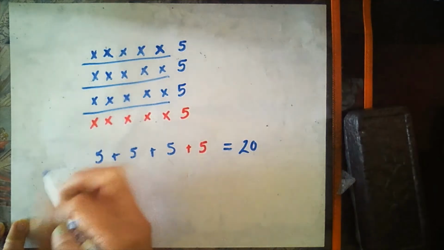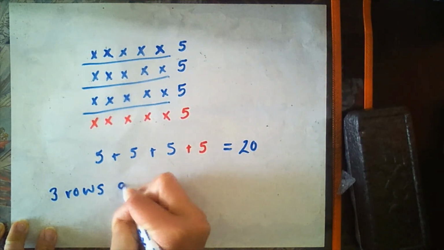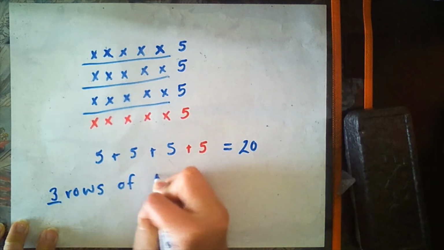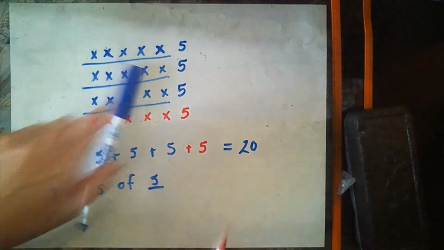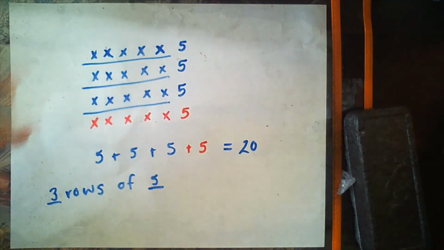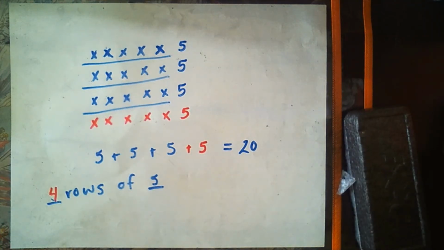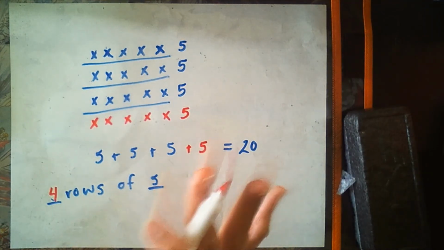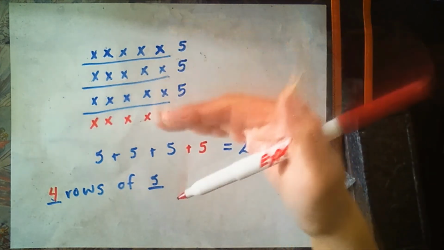Our array changed from 3 rows of 5 to now, so we changed from 3 rows of 5 to now 4 rows of 5. There are still 5 X's in each row or each group, but now we just have one more row.